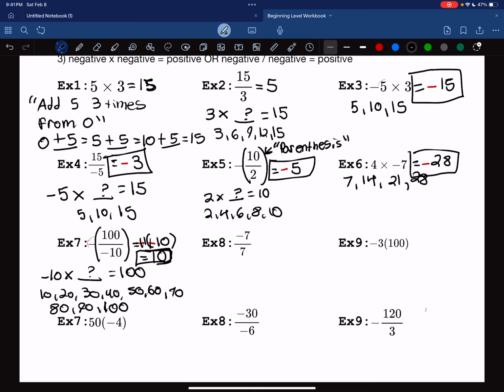So looking at example 8, we have negative 7 divided by 7. In other words, this is asking us 7 times what will get you negative 7. And the answer is negative 1.